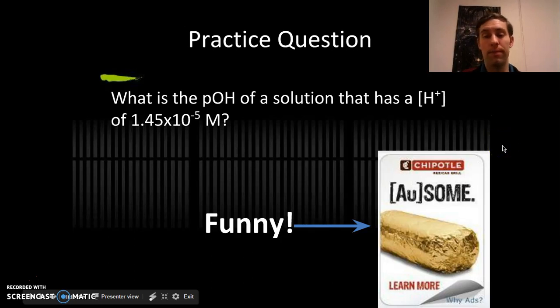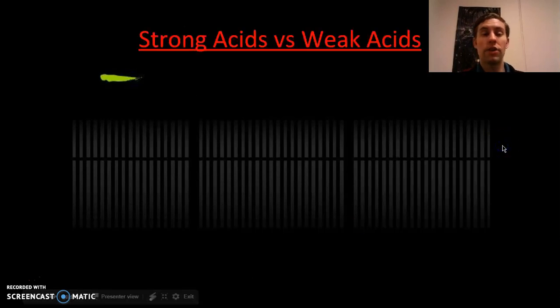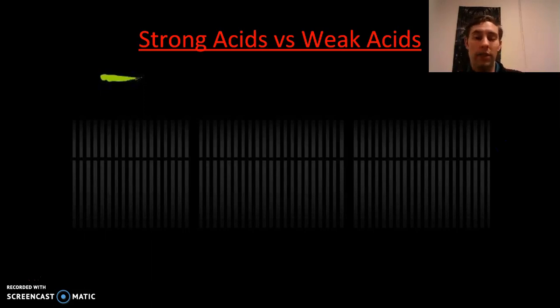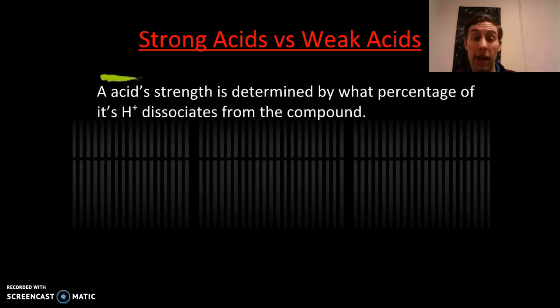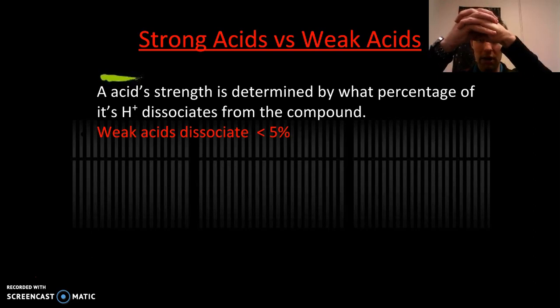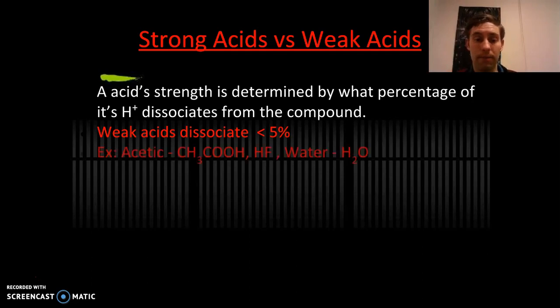Okay, then just to clarify, strong acids versus weak acids. This was covered a little bit earlier, but hopefully it makes sense. An acid's strength is determined by how much of that H plus leaves the acid. So how much dissociates, how much breaks apart from the compound. Weak acids, very little of it actually breaks apart. The molecule mostly stays together in one big chunk. So just a little bit breaks apart, but most of the molecules stay together.